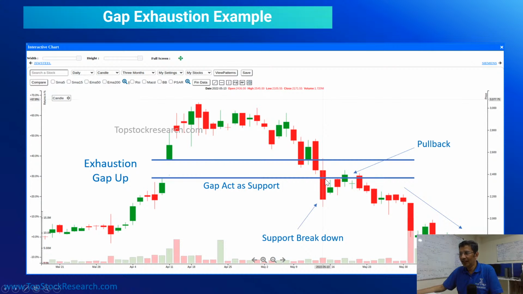That's where you will see that it has come down, and this will act as a small pullback, possibly, and it's coming back again. Now, depending on where you are, either you can sell at this level or you can sell at another confirmation level, and then it's actually coming down. So this is exhaustion of the gap. This is exhaustion of gap.